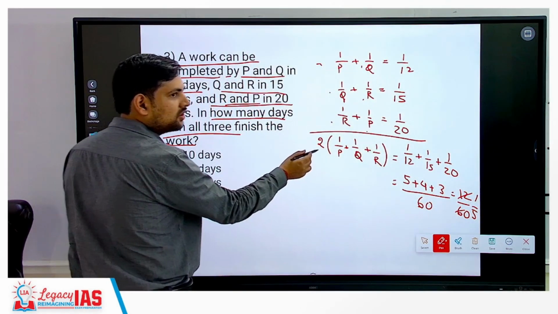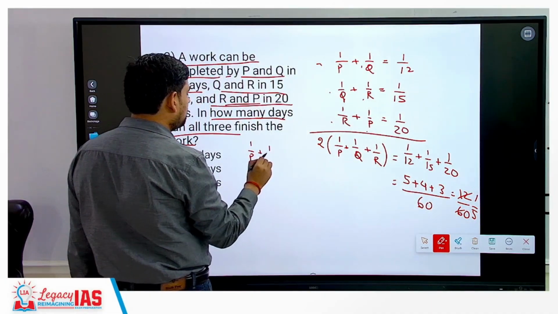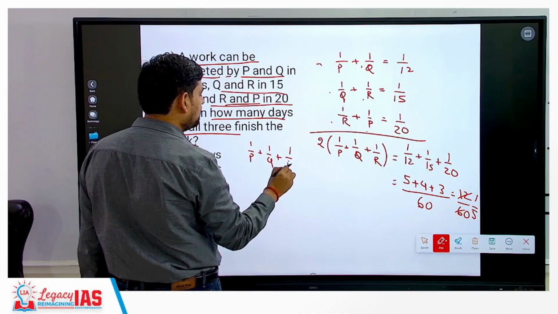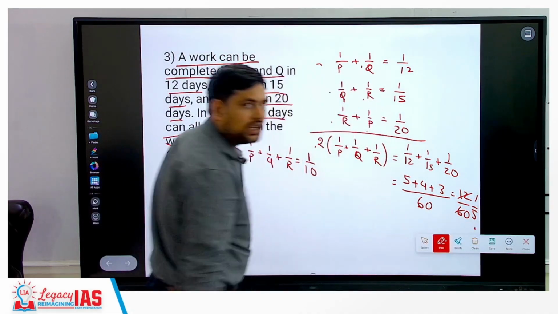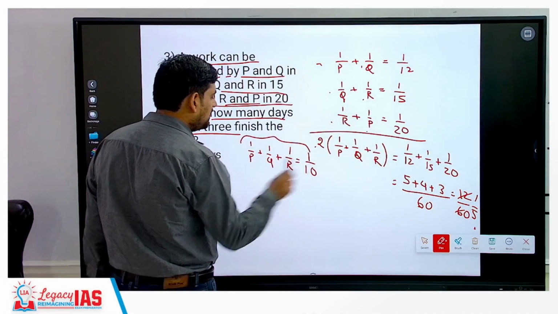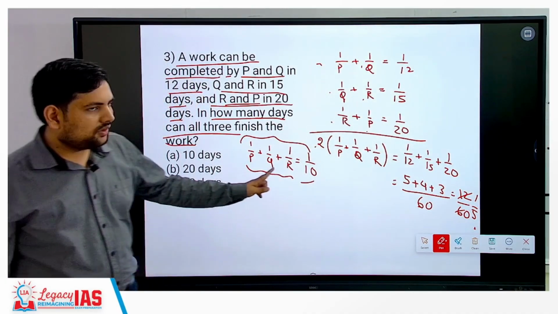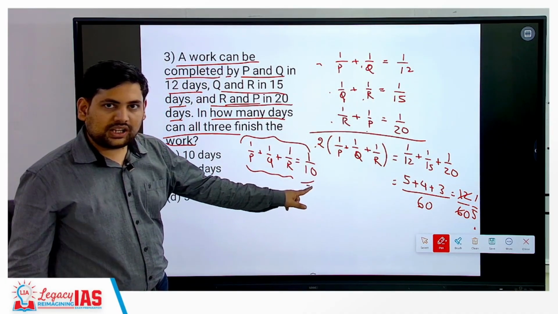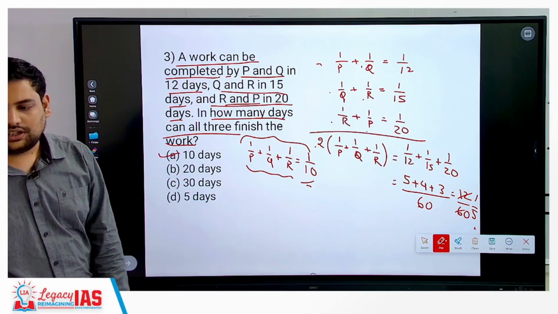Correct? But there is 2 here also. So you send 2 there. What you get is 1 by P plus 1 by Q plus 1 by R is equal to 1 by 10, because I have sent this 2 here. Now that means, what is this? That means if all three of them work together, how many days will it take them? 10 days. So this becomes your answer.